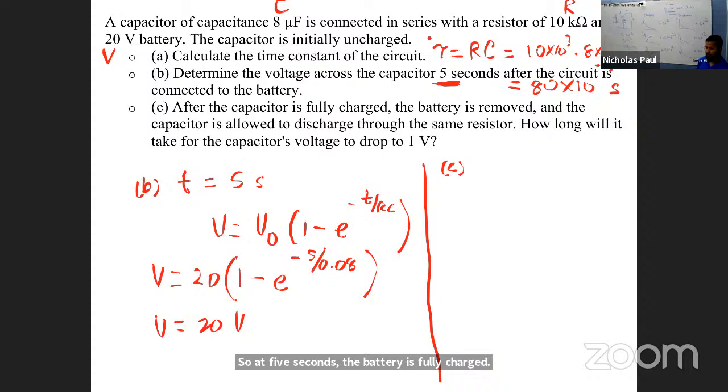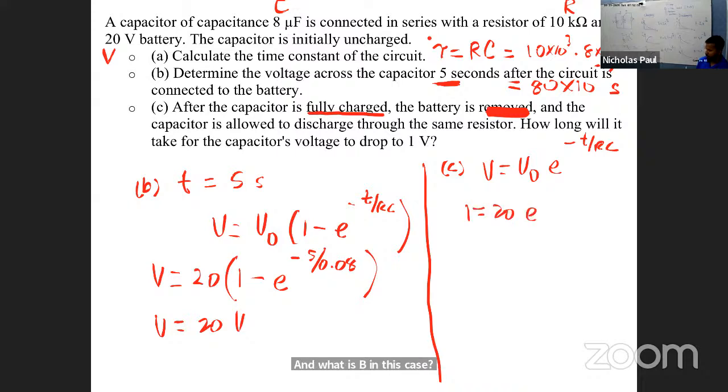Check out C now. After the capacitor is fully charged, the battery is removed and the capacitor is allowed to discharge. How long will it take for the capacitor to drop to 1 volt? So we know that V is equal to V naught e to the minus t over RC. And what is V in this case? 1. What's V naught? And then t is what we're trying to find, and RC is 0.08.